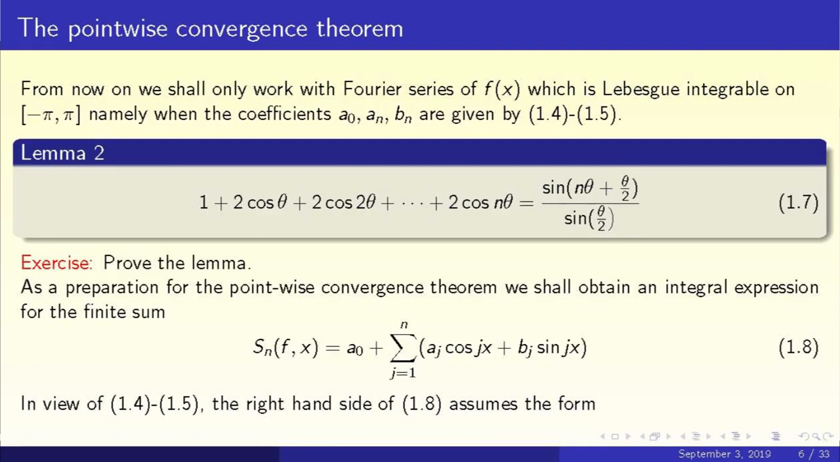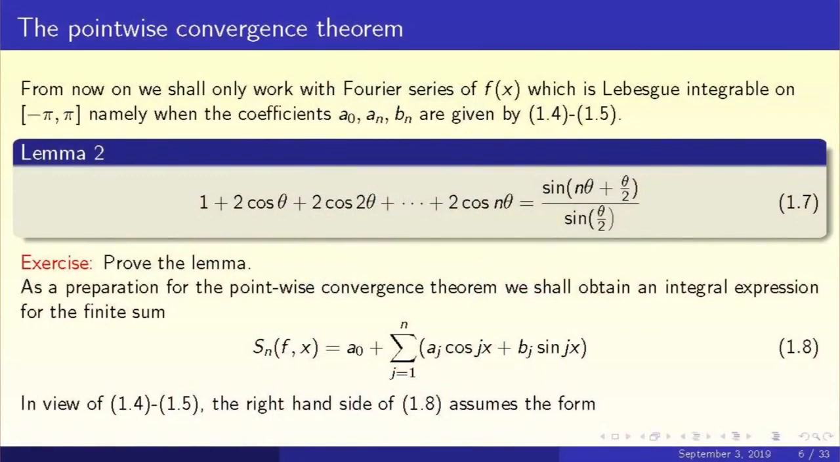How do you prove the lemma? Call the sum on the left hand side of 1.7 as s. Multiply by sine theta by 2. So, s sine theta by 2 is going to be sine theta by 2 plus 2 cos theta sine theta by 2 plus 2 cos 2 theta sine theta by 2, etc. Now, use the formula 2 sine a cos b is sine of a plus b plus sine of a minus b. Use this formula and you will get the result 1.7. It's an elementary exercise that I am leaving to you.